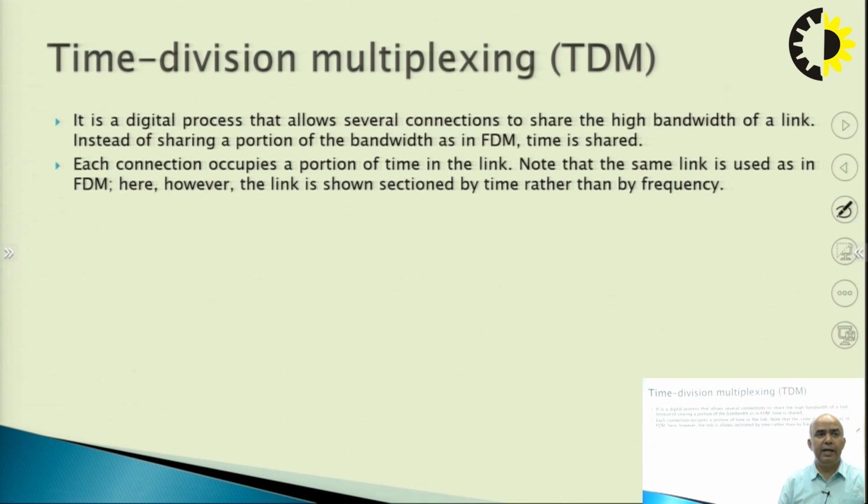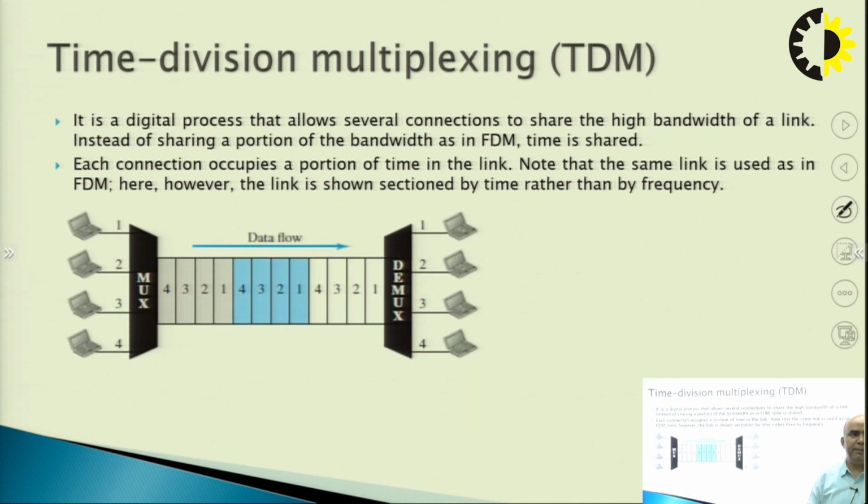As I told you, in FDM we use the frequency, and that frequency is separated by guard bands so that there is no overlapping. But in TDM, time is allocated to each user. During the transmission, let's suppose user 1 is sending data and we have 4 time slots. So user 1 can use any of the time slots 1, 2, 3, 4 in order to send the data, using the same single data link.